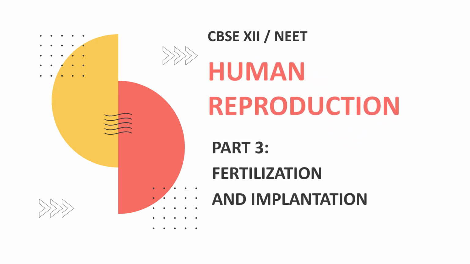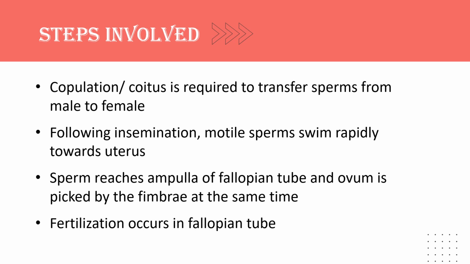In the third and final part of human reproduction, we'll learn about fertilization and implantation. Let us look into what are the steps involved in this process. It begins with insemination, where the sperms are transferred from the male to the female parent. Sperms, being motile, swim rapidly towards the uterus, ultimately to reach the fallopian tube.